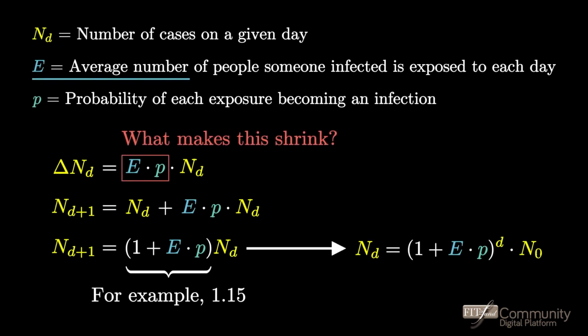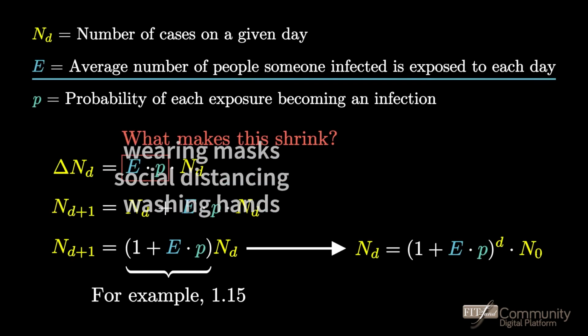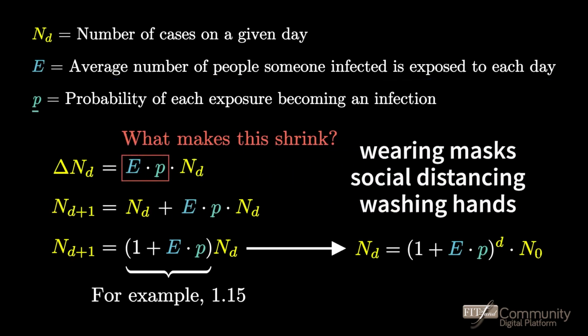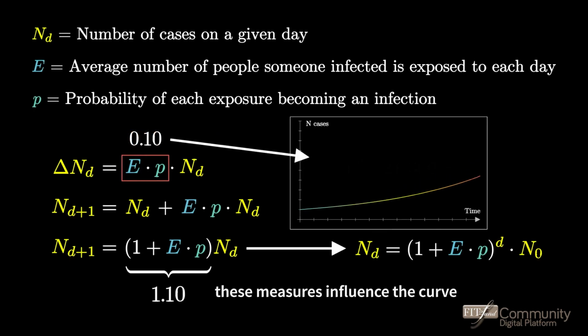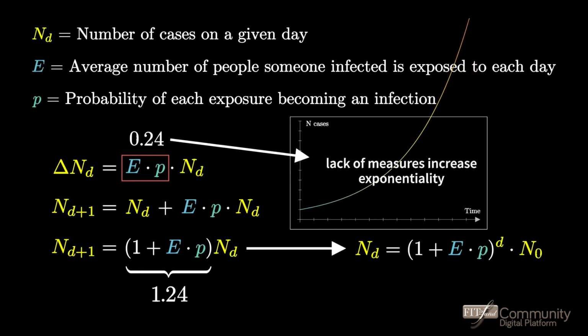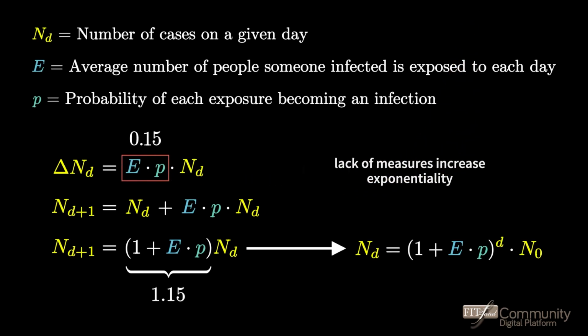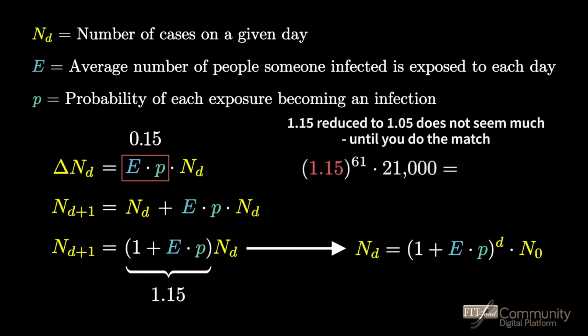What can we do to shrink this? Everything we've done to date. We're talking about wearing masks, social distancing, washing hands. We're talking about lockdown mechanisms. Why? Because we want to flatten the curve. So flattening the curve means that you take it to 1. And if you don't, you get the exponential factor.